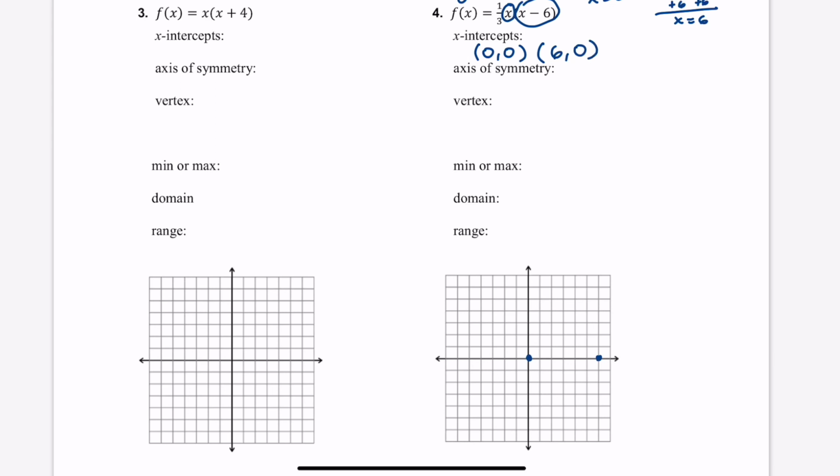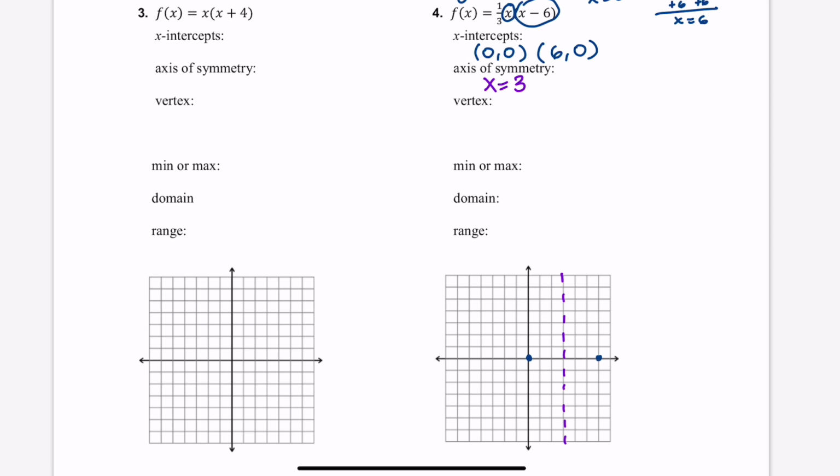Our axis of symmetry is going to be right in between those two, which is at 3. So we have x equals 3. The other thing we could do is add 0 plus 6 together and then divide it by 2 to find the average. And 6 divided by 2 would also equal 3. So we got that number if you didn't want to count in between. You would add them up and divide by 2.